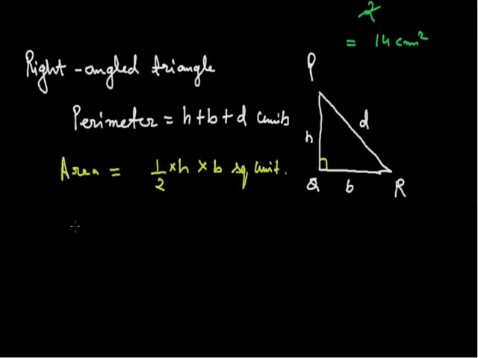Also in this case we can calculate the hypotenuse, that is the length of D. In case it is not given, then D will be equal to under root of H square plus B square.